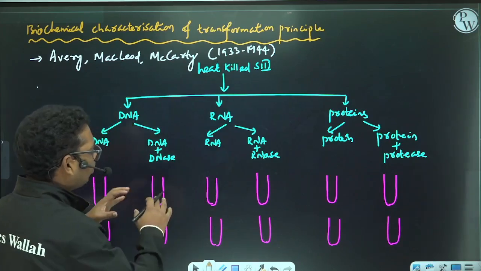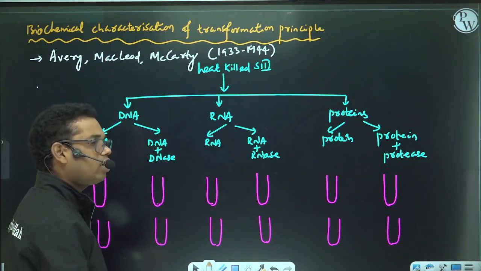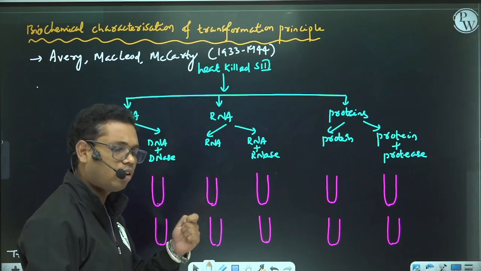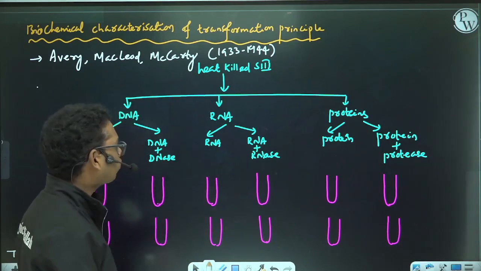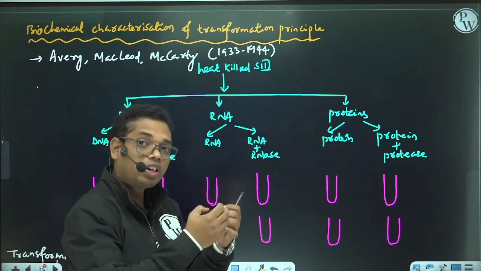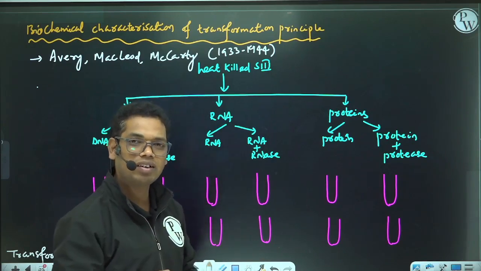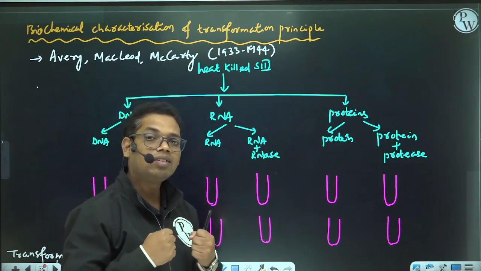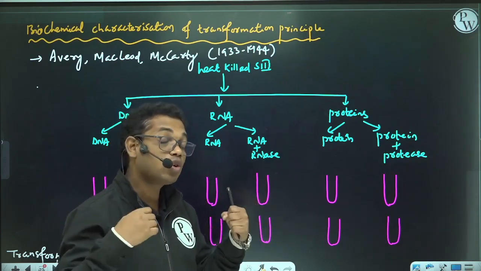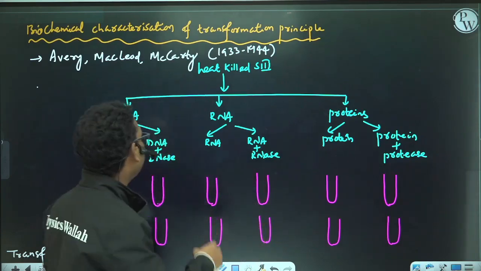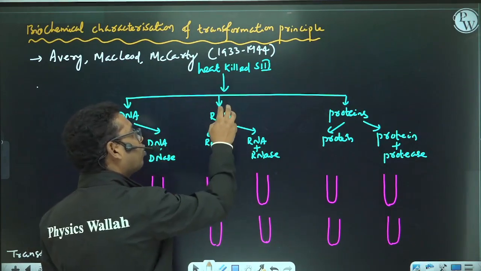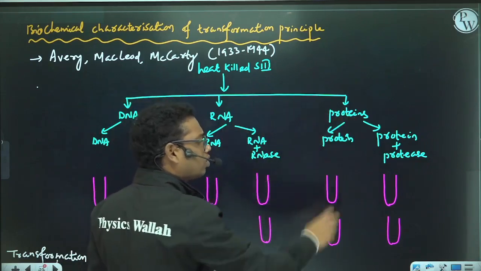Okay, so how did they characterize the chemical nature of this transformation principle, which was of Griffith's experiment? They took heat killed S3 and obtained the chemicals from the heat killed S3, and after obtaining them, they purified them. That means they purified the DNA, the RNA and the protein from the heat killed S3.